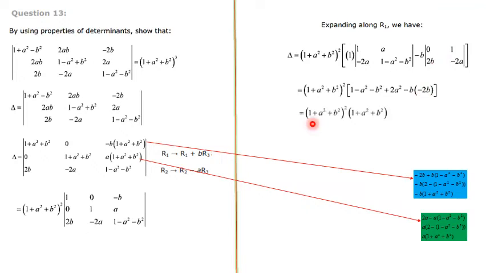Again, 1 plus a square plus b square, the whole square into, when you remove the bracket it becomes 1 minus a square minus b square plus 2a square. This minus into minus is plus, it becomes 2b square. So when you do the calculation, you will get 1 plus a square plus b square. So finally, we will get the answer as 1 plus a square plus b square the whole cube. That is our result, hence proved.